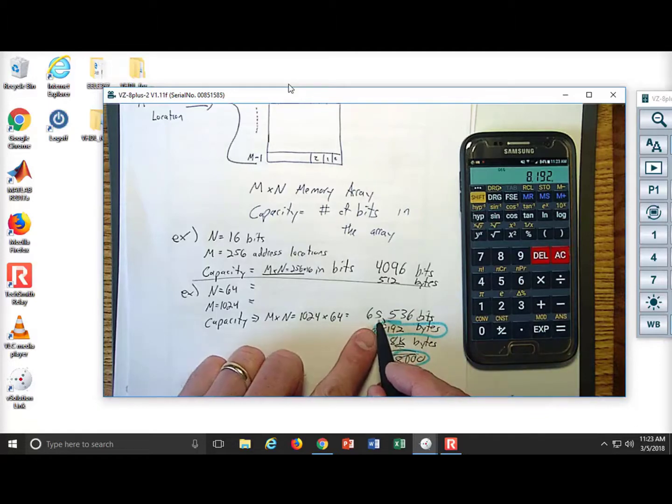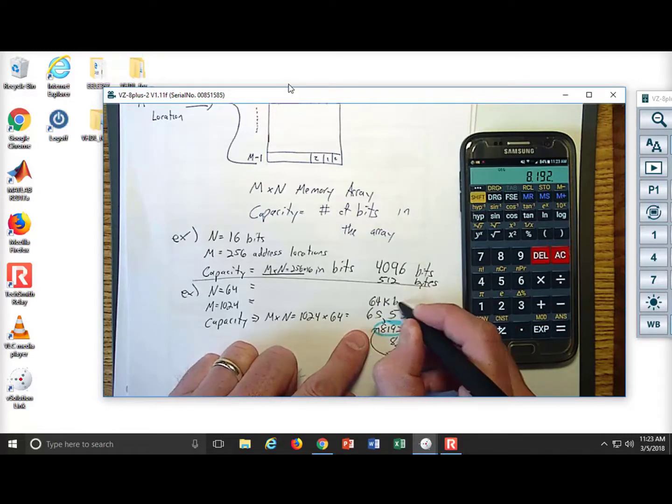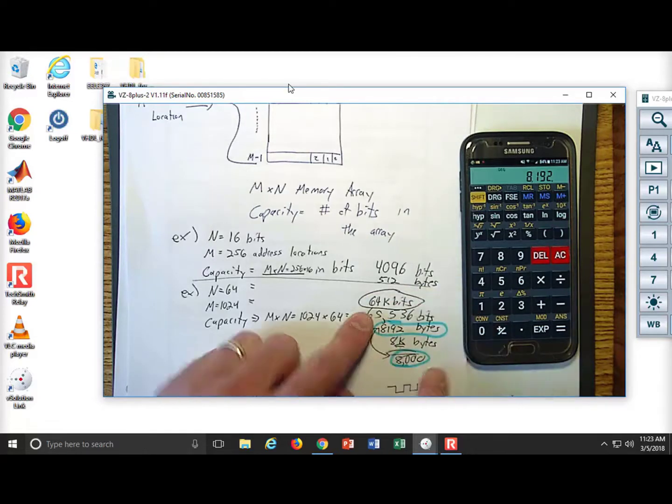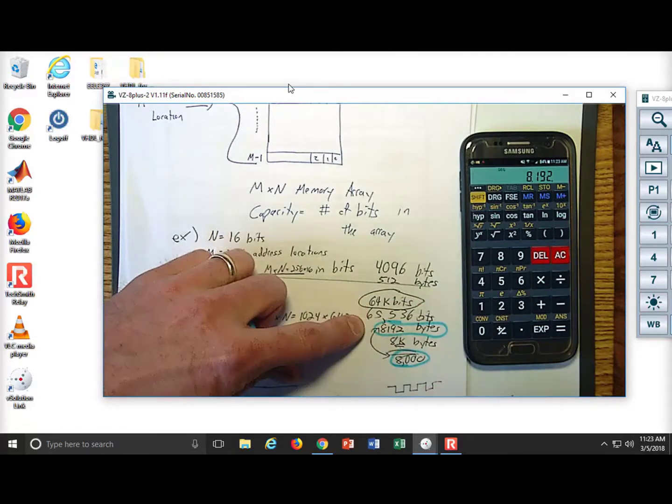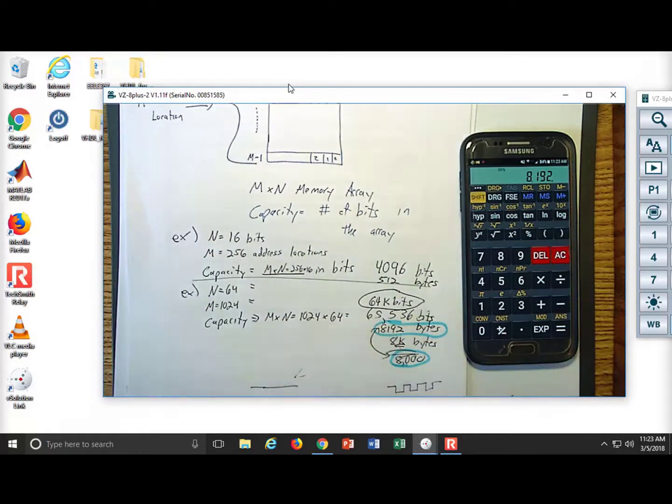For example, if somebody said, how many bits do you have in your memory? You would say to another person, I have 64 kilobits. Look how far off that is. Only one of the numbers matches now. The 6 matches, but the 4 went to a 5. So it gets further and further off, but it's fine.